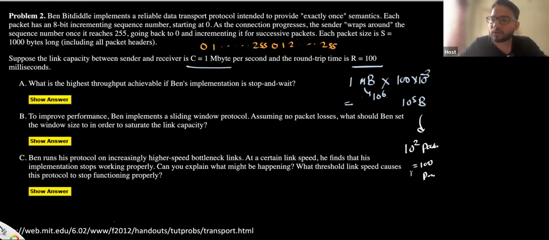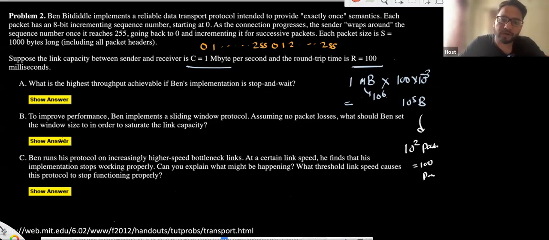Okay. So now you can send 100 packets before you get an acknowledgement, right? So from here we can find out that we can send 100 packets. Okay. Now let's see question A. What is the highest throughput achievable if Ben's implementation is stop and wait? It is just sending one packet, but how much could you have sent? 100 packets. So this is the throughput. Sorry, this is the efficiency, not the throughput. So this is the efficiency.